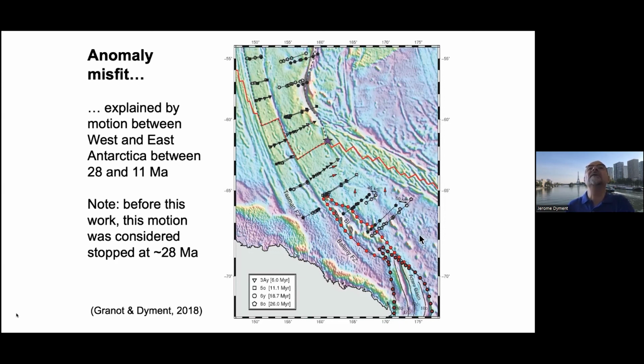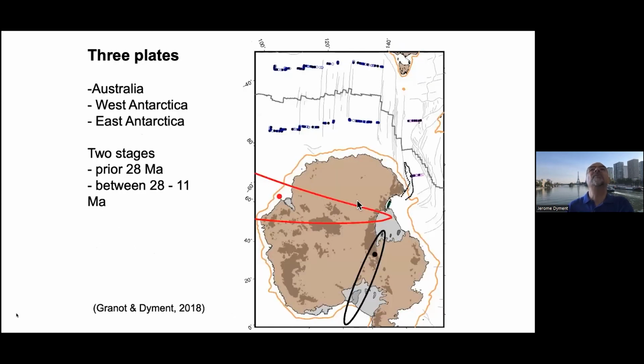This has consequences. The motion of East and West Antarctica has consequences for a lot of reconstructions, because this is the only plate circuit that allows us to connect Pacific plates to the other plates. So it is of tremendous importance. And this is just a small example showing you how adding 2 days of data collection can really change our understanding. So here is a pole, the stage pole before 28 million years and after.